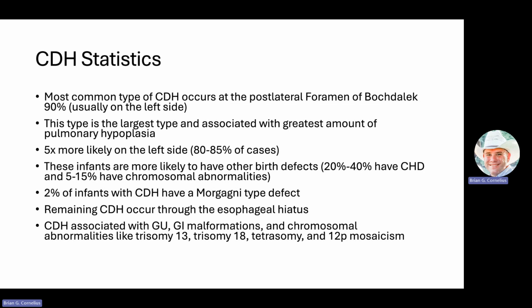These infants tend to be more likely to have other birth defects as well. So you'll see in pediatric patients in a lot of these syndromes that it's oftentimes not one syndrome, but multiple syndromes. So that's why I was saying early on that it's beneficial for you guys to learn the exceptions versus trying to learn all the individual statistics for each one. 2% of these patients will have a Morgagni type defect, whereas the rest occur through the esophageal hiatus. So those common defects are those common associated syndromes you'll see, malformations of the GU and GI systems, as well as chromosomal abnormalities, the most common being trisomy 13, 18, 21, and 12p tetrasomy.